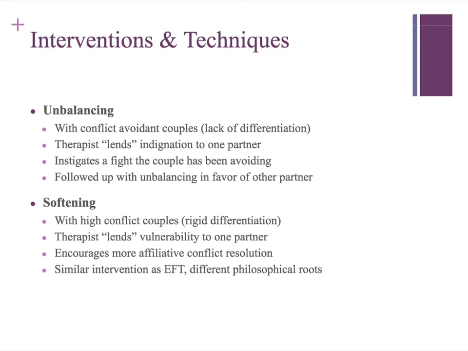Softening is an intervention for high conflict couples where they're continually focused on their differences and can't seem to have productive conflict either. And so here, on the opposite side, the therapist lends vulnerability to one partner, softens them a bit, and imagines the vulnerable feelings that are under typically the more high conflict feelings. So typically these couples are going to be more hostile, angry, tense. And so you want to pull out some of those softer emotions, not necessarily because you want to explore those emotions like you would in EFT, but because bringing out those softer emotions is going to create a different relational experience between the partners.